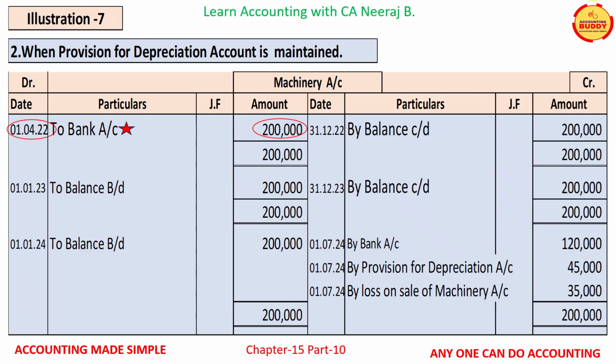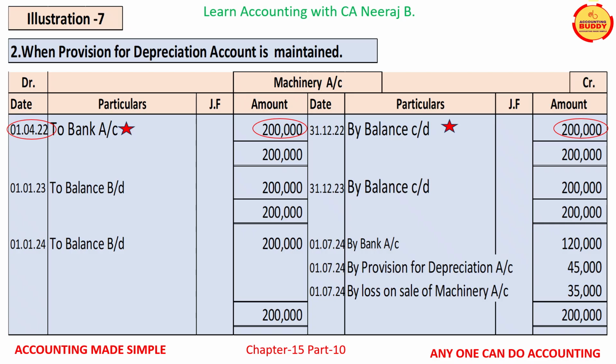Since there is no entry in the machinery account in the financial year 2022, the original purchase value of the machinery will be recorded on 31st December 2022 on the credit side of the machinery account by writing the words by balance carried down for $200,000.